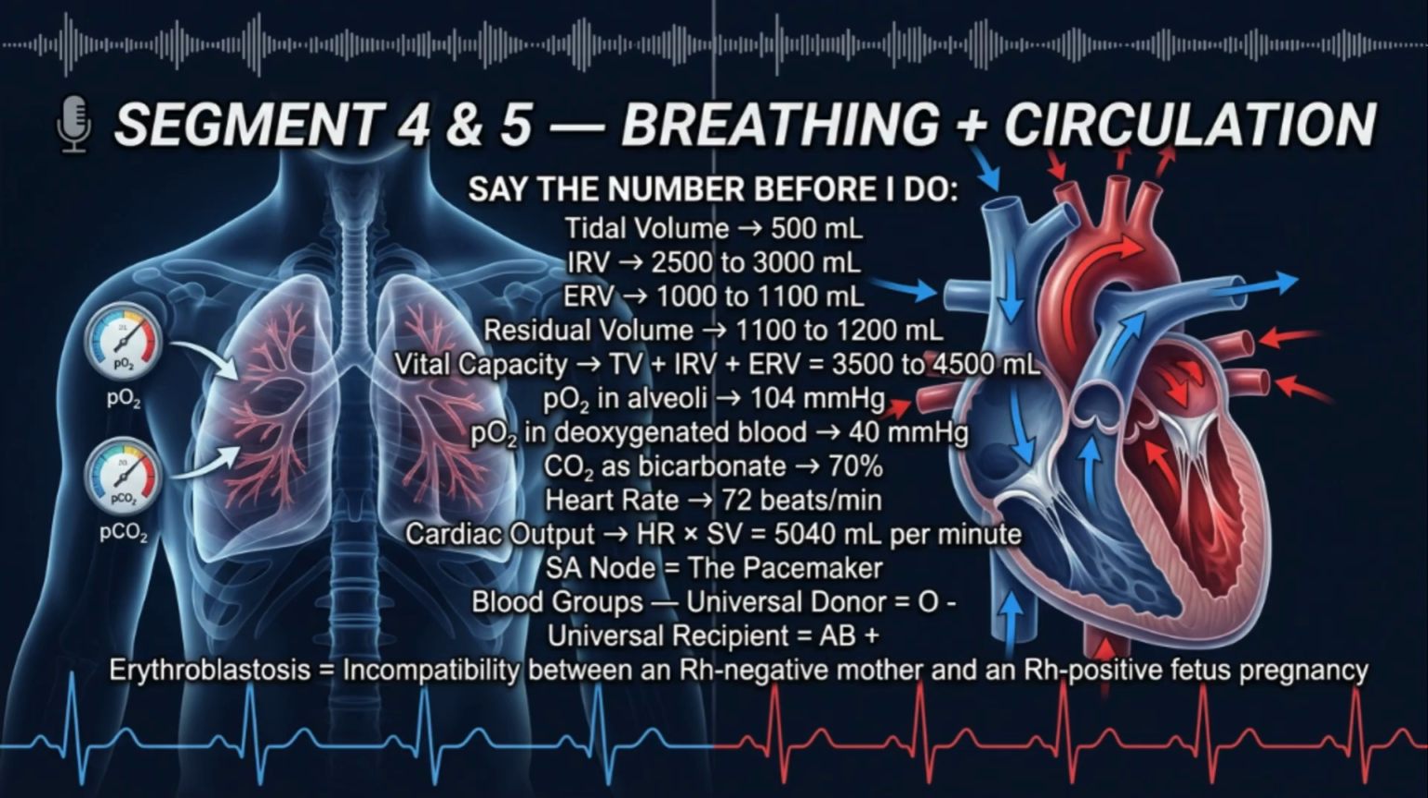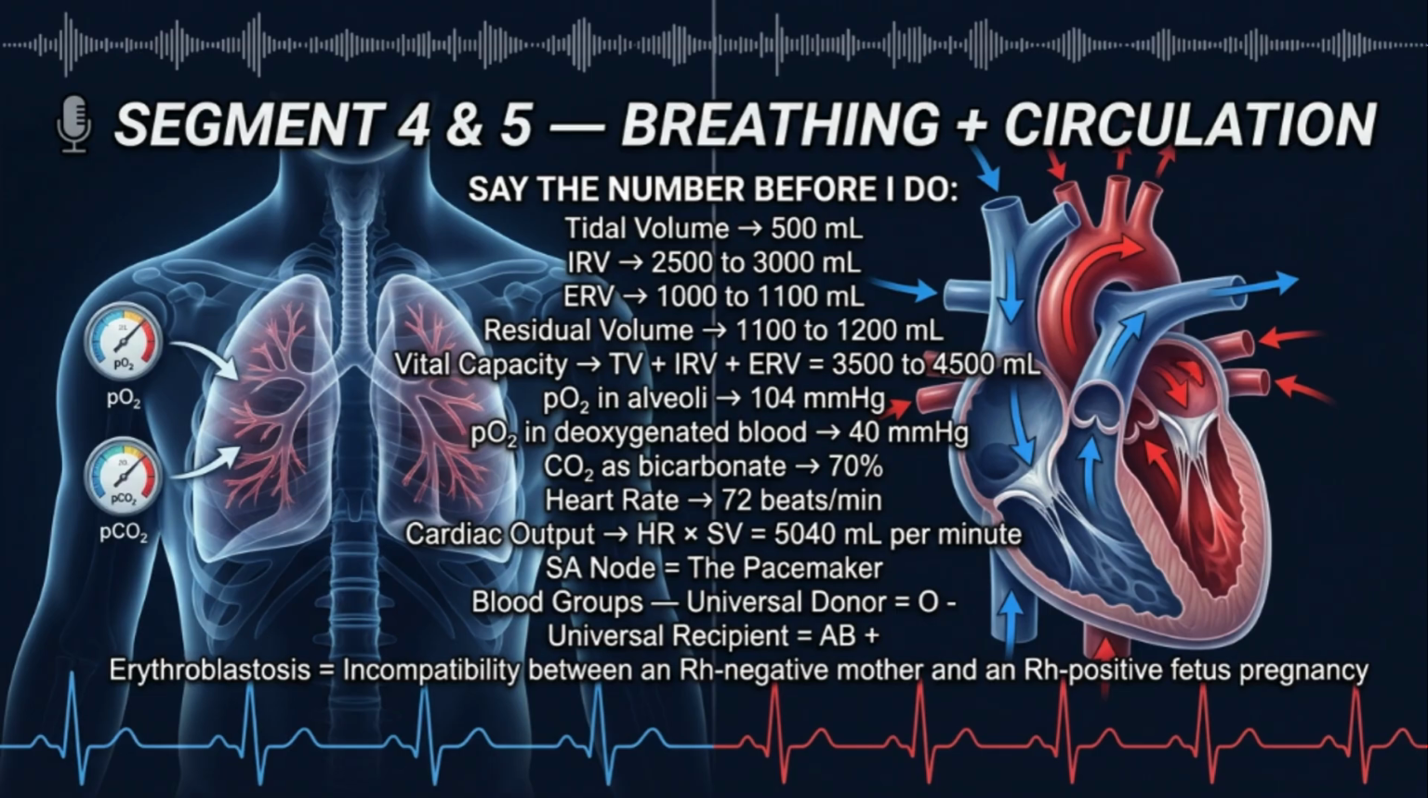Vital capacity equals TV plus IRV plus ERV, approximately 3,500 to 4,500 milliliters. Total lung capacity equals vital capacity plus residual volume.